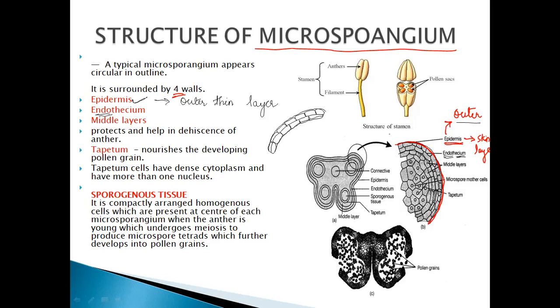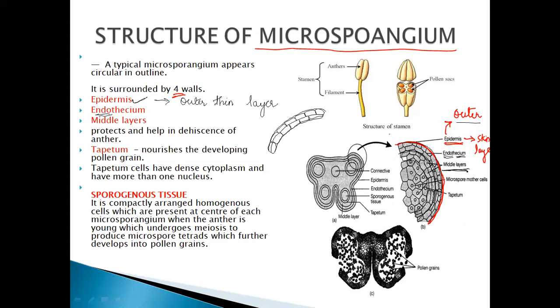After that, there is a group of cells which you find just below the endothelium, and those cells are known as the middle layer. It is a group of cells, one set of cells, then another set of cells. That group of cells is known as the middle layer.